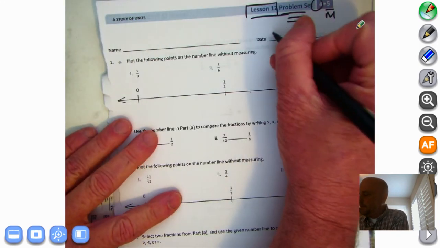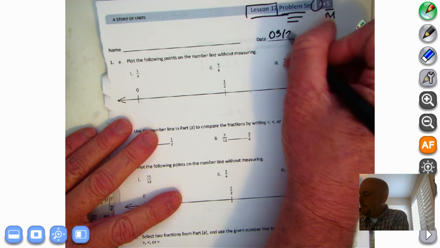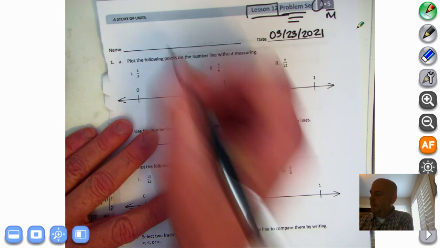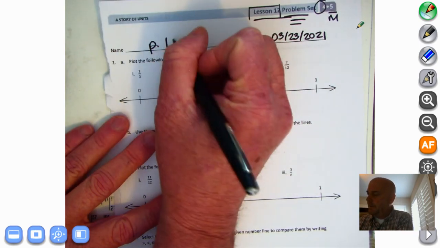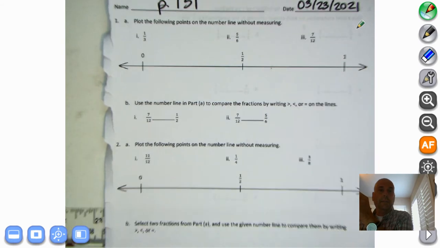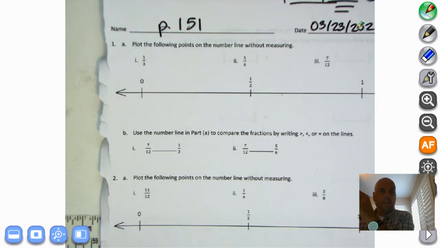So today's date is 03/23/2021, and we're on page number 151. Okay. So there we have it. We can get started. Go and pause the tape if you need to get out your problem set and get to the right page, which is page 151.